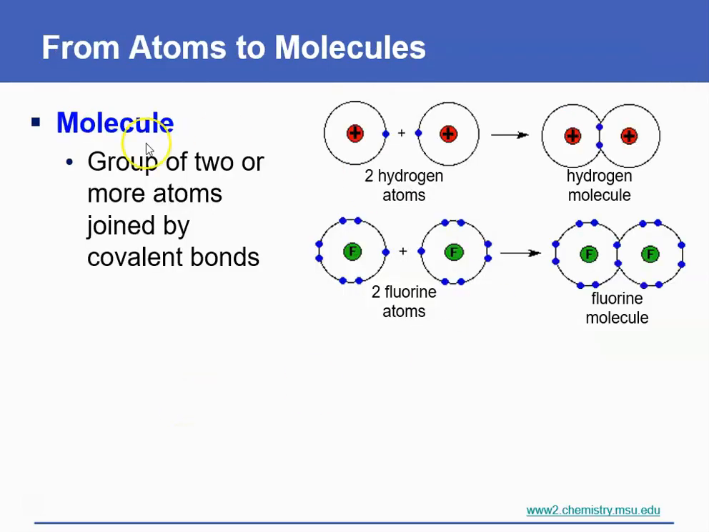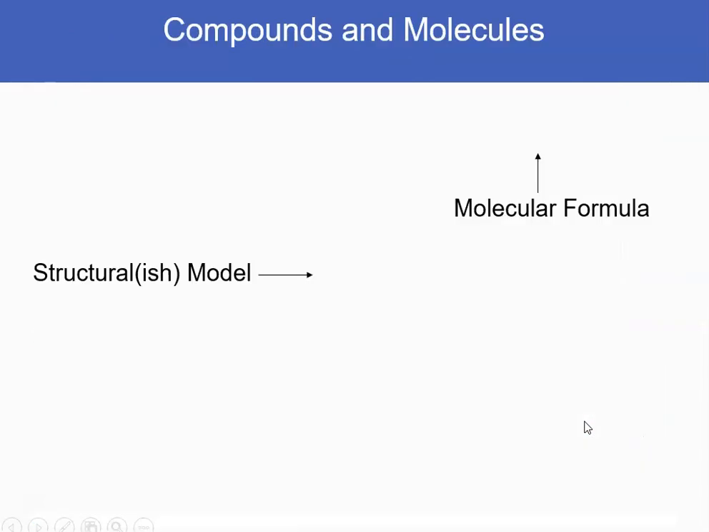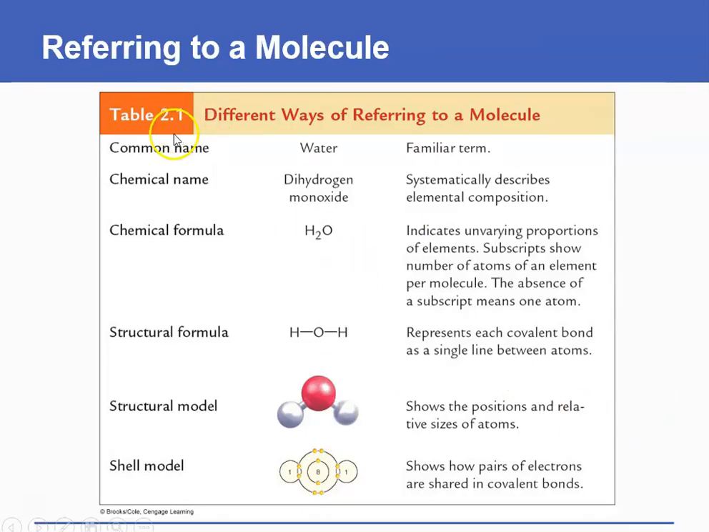Here, we've got molecules. Molecules are when you have at least 2 atoms that are joined by covalent bonds, so they're sharing electrons. If those 2 atoms are different atoms, that's going to be a compound. So a compound has more than 1 element being shared by those covalent bonds. And here's that good reminder again: there are different ways we can refer to a molecule, either with the structural formula, the structural model using balls, or that shell model.